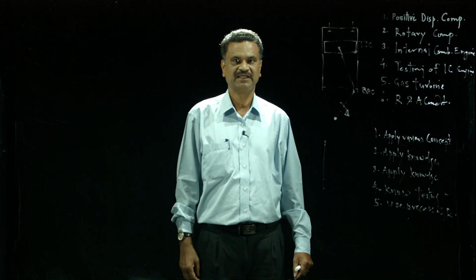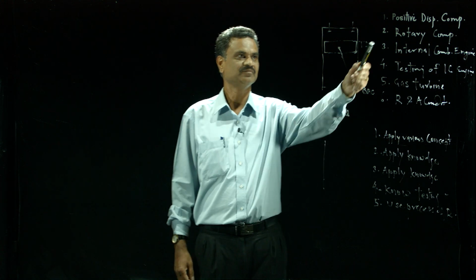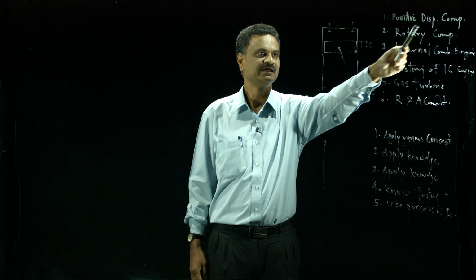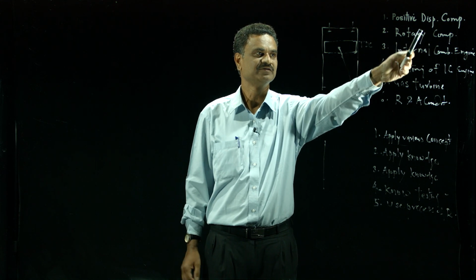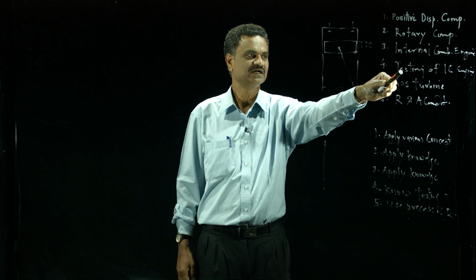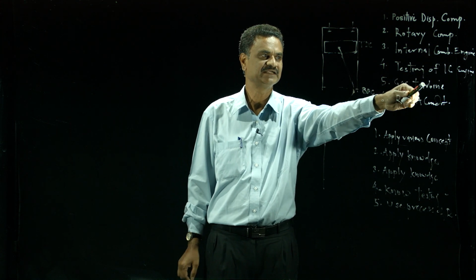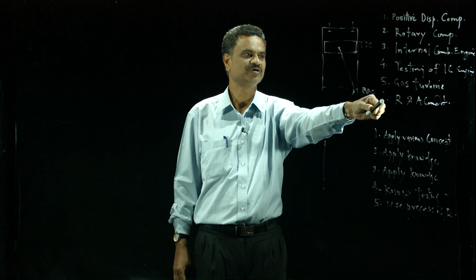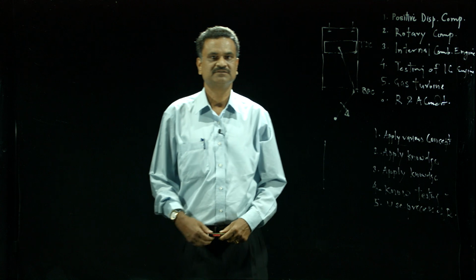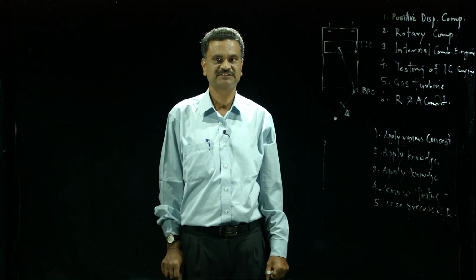Now, in this Energy Conversion 2 subject, there are 6 important units. First is the positive displacement compressor, that is, the reciprocating air compressor. Second is the rotary air compressor. Third is the internal combustion engine. Fourth is testing of internal combustion engine. Fifth is gas turbine and jet propulsion, and the last, very important unit is refrigeration and air conditioning systems. So, I will brief you about all the units one by one.